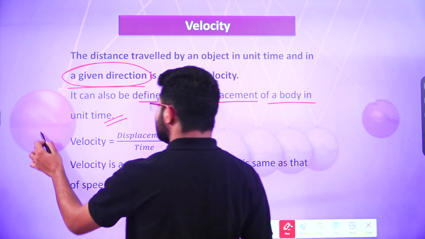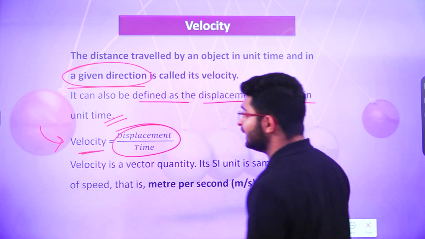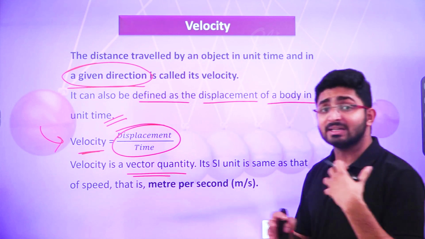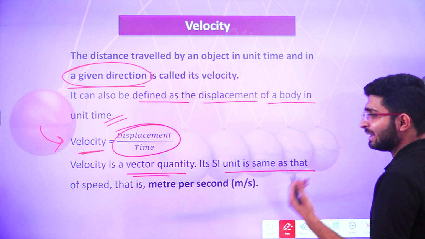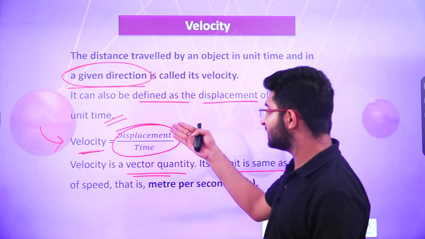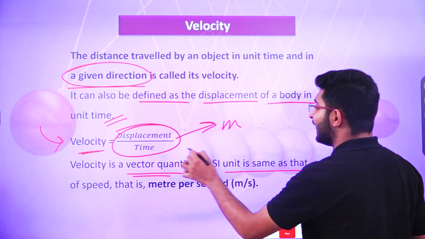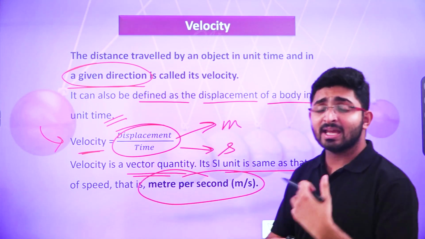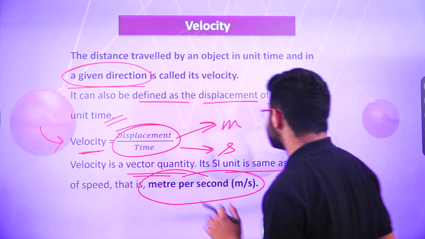So what will be the formula according to the definition? Velocity is equal to displacement upon time. Velocity is a vector quantity, and why are we saying so? Because it needs the direction as well as the magnitude. Its SI unit is the same as that of speed, obviously, because displacement upon time is the formula. For displacement it is meter and for time it is second. So meter per second will be the SI unit, but in case of larger objects it is kilometer per hour. Okay, I hope this is clear to you.